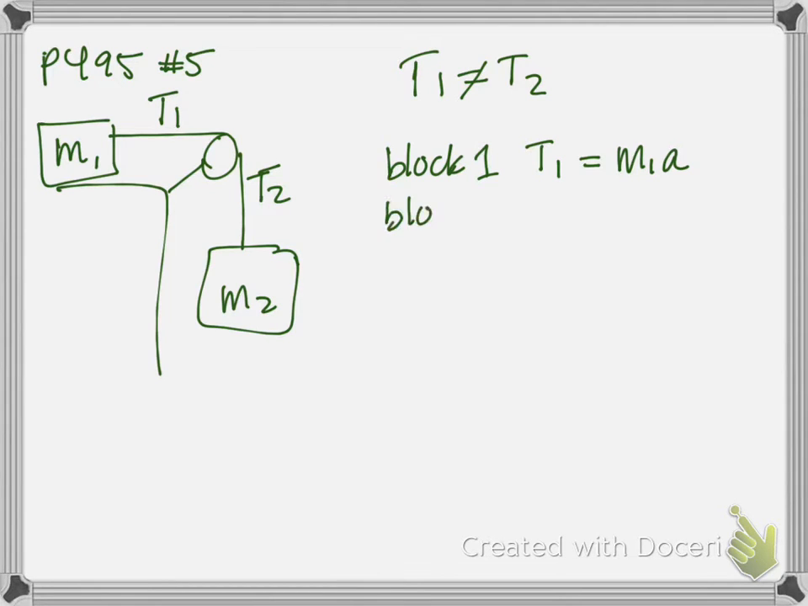How about our Newton's second law formula for block 2? All right, well, we know it's going to go down, so M2G is down, T2 is up, and that's going to equal M2A. So that is my second formula. Okay, then I need my Newton's second law for the pulley. So tau equals I alpha. And so what's the torque on the pulley?